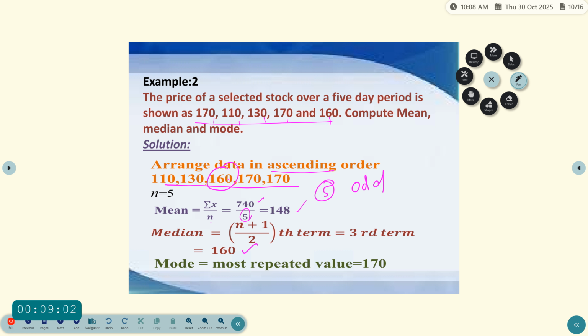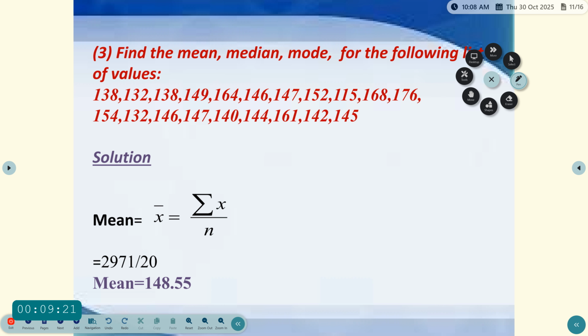So what is mode? Mode is the most repeated value. Here 170 is repeated 2 times. Therefore mode equals 170. I think this is very clear for you. For raw data, this is the simple method to calculate mean, median, mode.